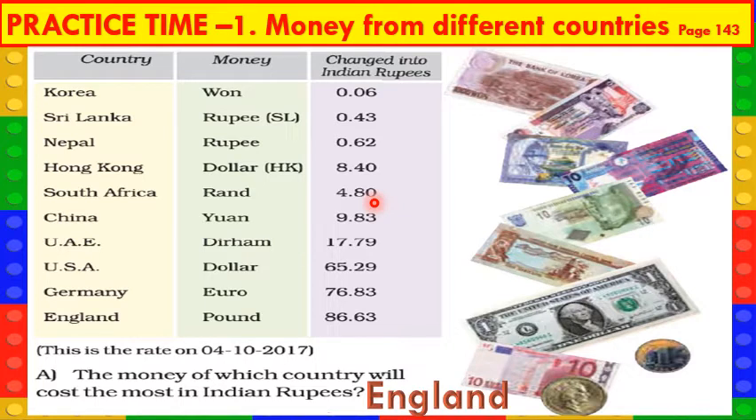Exercise A. The money of which country will cost the most in Indian rupees? Answer is, looking at this chart, we get the answer as England, since 1 pound of England gives 86.63 Indian rupees, which is maximum in the given chart.